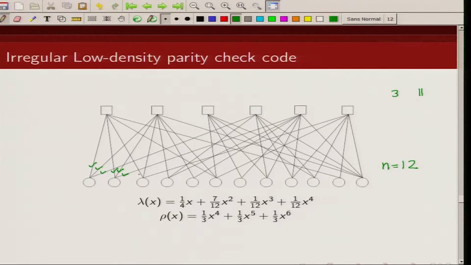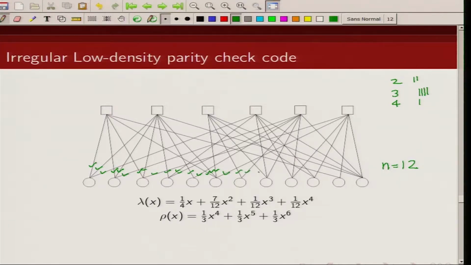This is participating in 1, 2, 3. This is participating in 3. This is participating in 1, 2, 3. This is participating in 2, 1, 2. So there is one node which is participating in 2. What about this? This is participating in 4, 1, 2, 3, 4. So there is one node which is participating in 4. This is participating in 2, 1, 2.